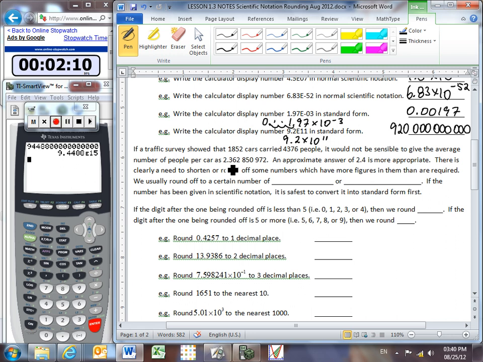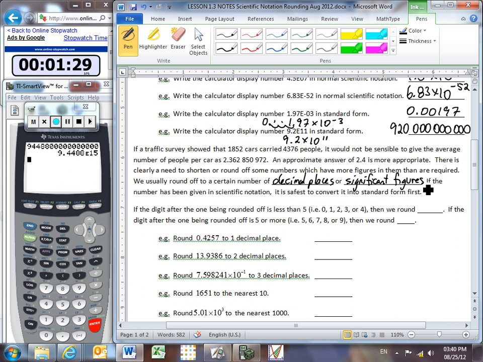It's too precise. I think it's going to be appropriate to just say, look, around 2.4. Instead of wasting our time giving all of this precision that the person who posed the question to you probably wasn't looking for. So this means that we need to shorten or round off some numbers which have more figures in them than we require. There's 2 ways to do rounding. We usually round off to a certain number of decimal places, or we round to a certain number of significant figures.